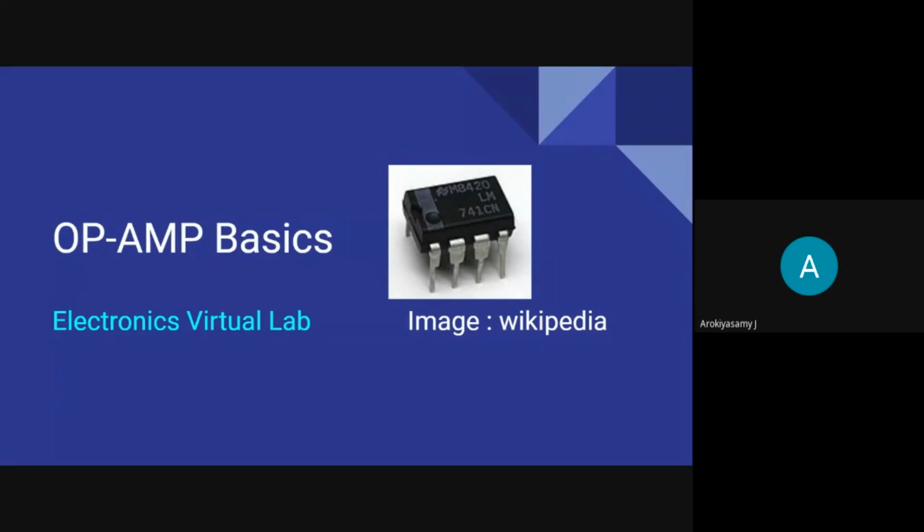This photograph of the operational amplifier is given here. IC 741. Here it is written LM741CN. The plastic package, 8-pin plastic package. This is an operational amplifier. 741 is an integrated circuit operational amplifier.